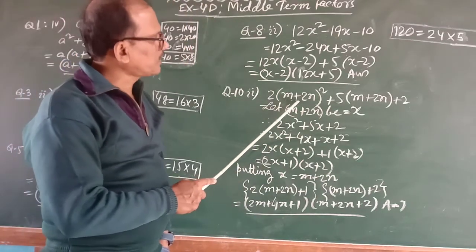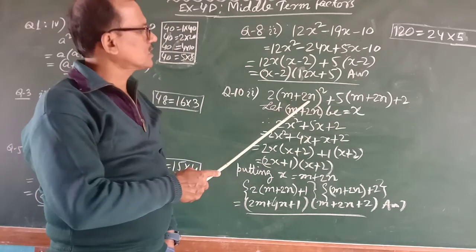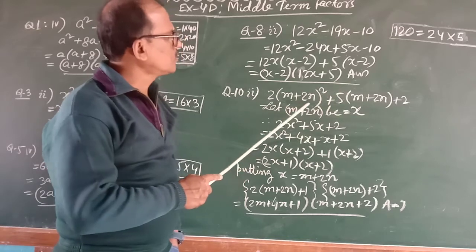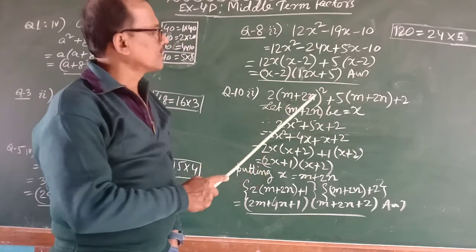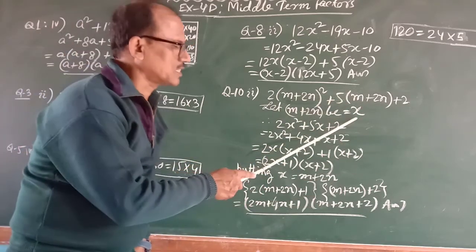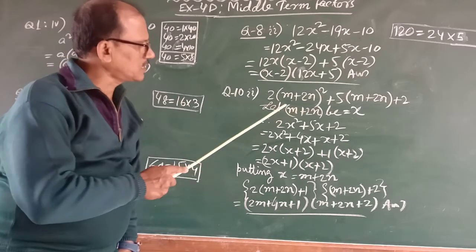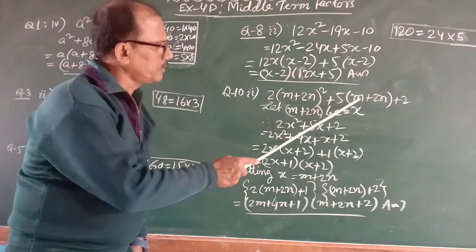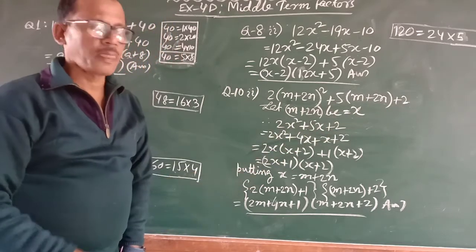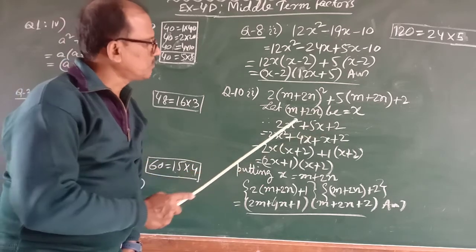But children, this particular one, if you consider it as x, it will be easier. Let m plus 2n be x, because in these two terms now you are finding m plus 2n. So let this m plus 2n become x to be easier for you. So that equation will be what? 2x square, because it is x. So 2x square plus 5 into x plus 2. So 2x square plus 5x plus 2 will be the equation now. It is a trinomial now. Now you can do this.